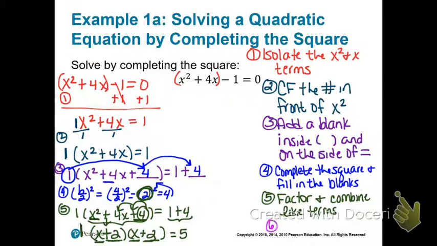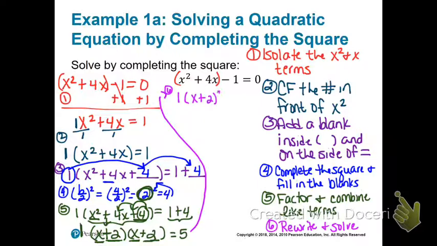And then our last step is we're going to rewrite and solve. All right, so we're going to come up here. So when I rewrite this, I get 1 times x plus 2 times x plus 2 is x plus 2 squared equals 5. Now I really don't have to have the 1 in front because it's just 1 times. So I'm going to drop it. If it was any other number, we would need to divide by it, okay?